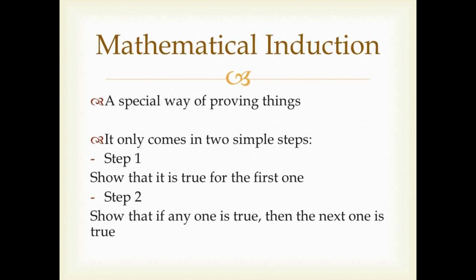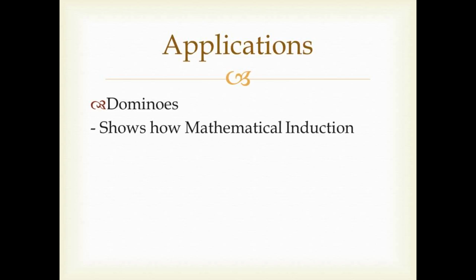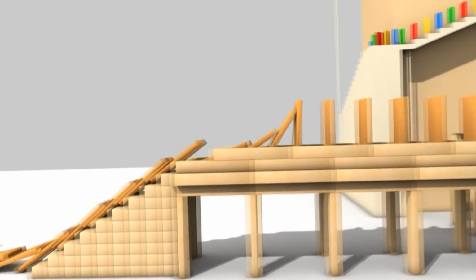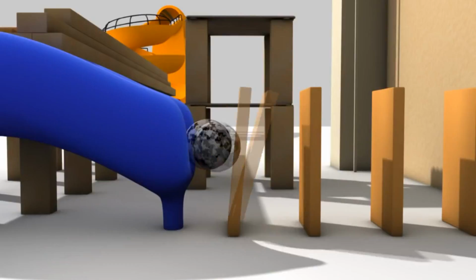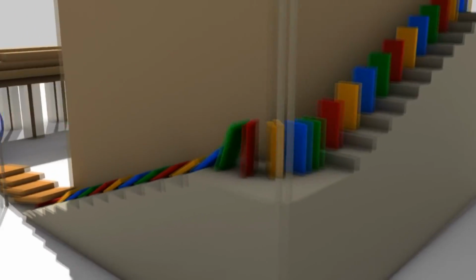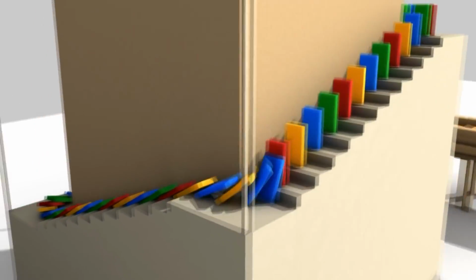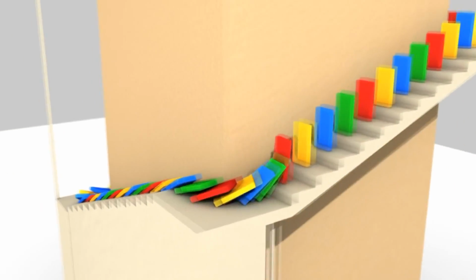So we define mathematical induction as a special way of proving things. It only has two steps. Step 1 is to show that it is true for the first one, while step 2 is to show that if one is true, then the next one is also true. A real life application of this can be dominoes. For example, step 1 is the first domino falls, while step 2, when any domino falls, the next domino falls. So this application shows how mathematical induction works.